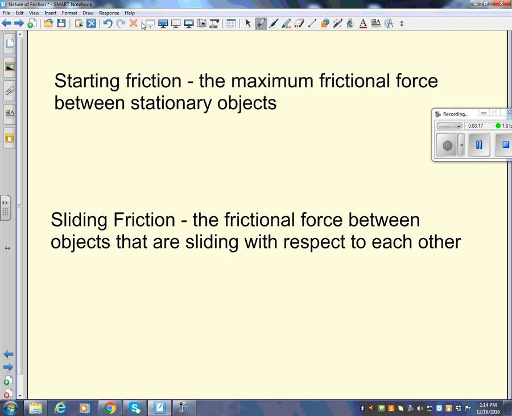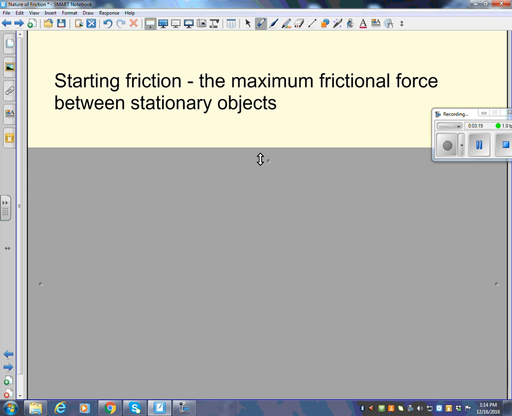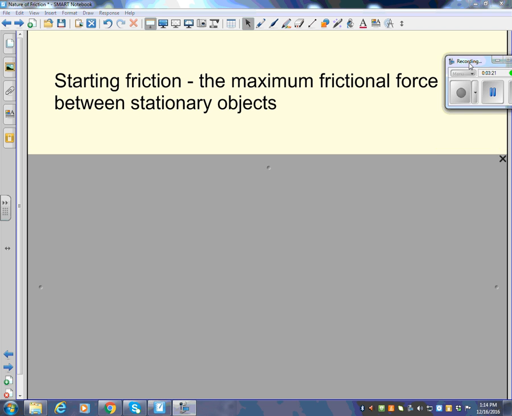Okay, this you do need to know though, and that is the idea of starting friction. What is starting friction? It is the maximum frictional force between stationary objects. So things that are at rest, like the globe sitting there. If I go over and push on it, it is starting friction that holds it in place. And it's all in the handout again.